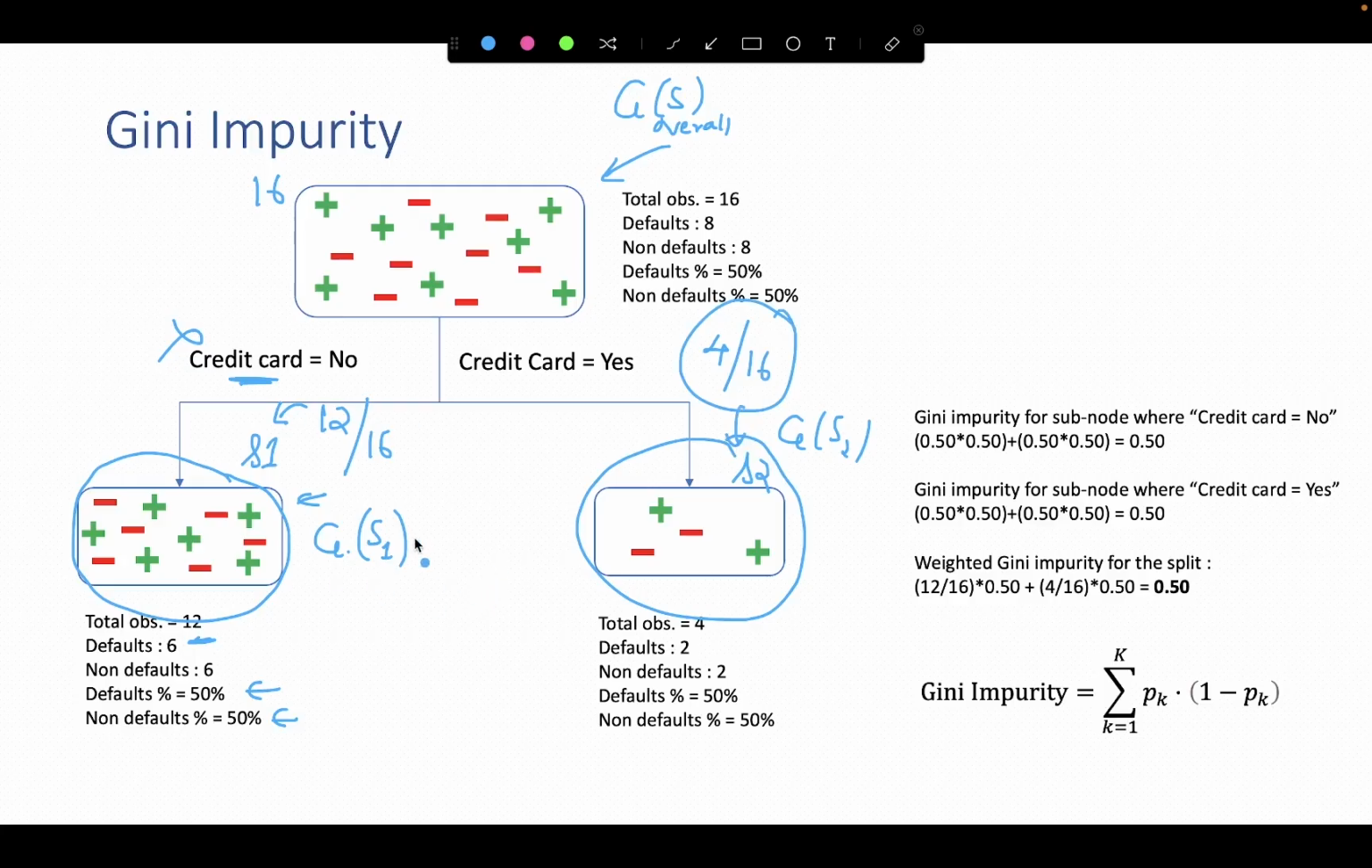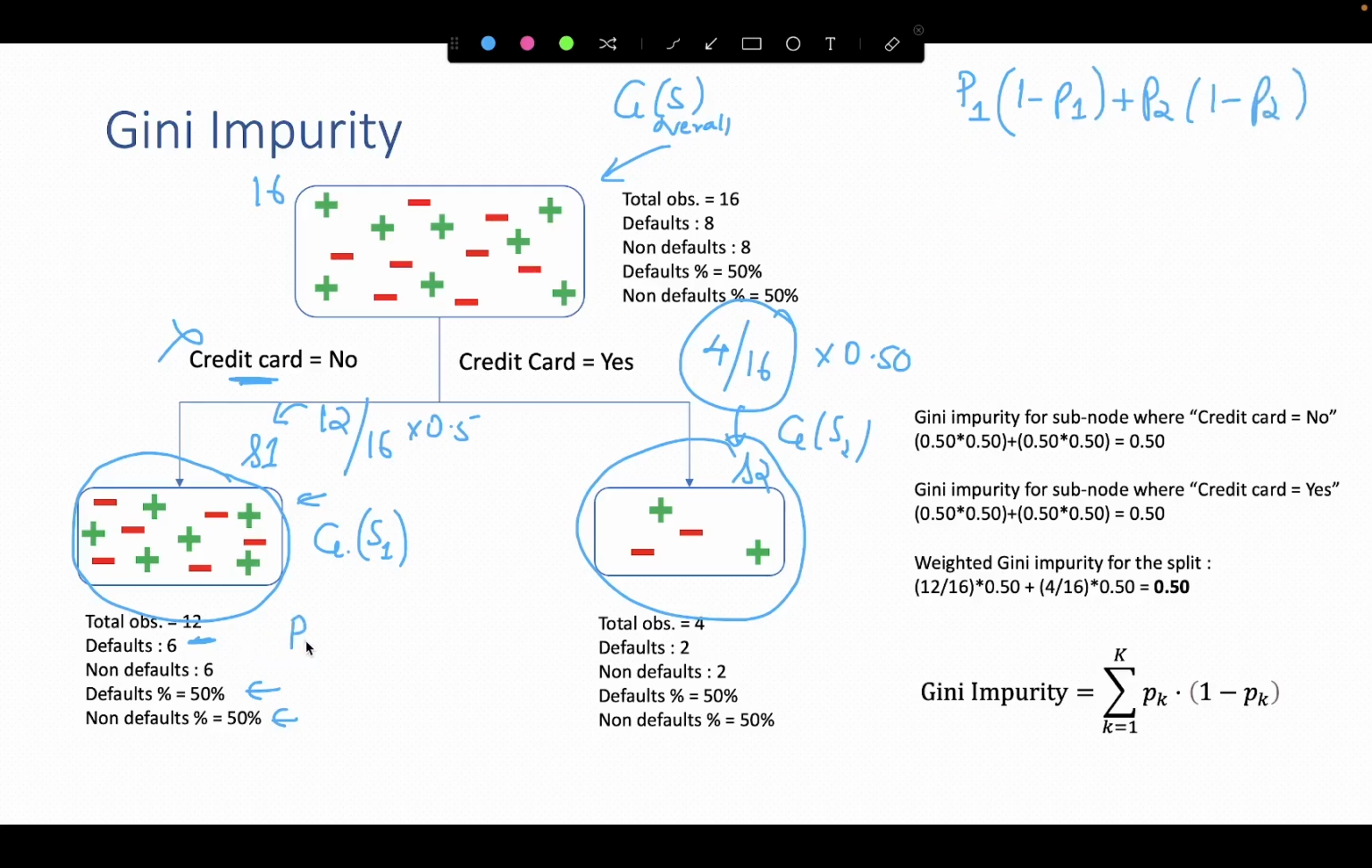And we clearly also have understood that the Gini impurity that we can calculate at subnode S1 will result in a value of 0.5. And Gini impurity when you calculate for subnode S2 also will result in a value of 0.5. Let us calculate for one of these. So let me expand the formula, like P sub 1 multiplied by 1 minus P sub 1 plus P sub 2 multiplied by 1 minus P sub 2 was a formula that we have dealt with.